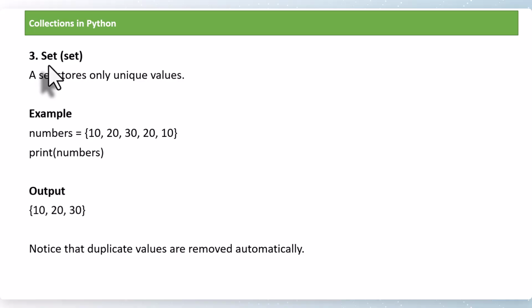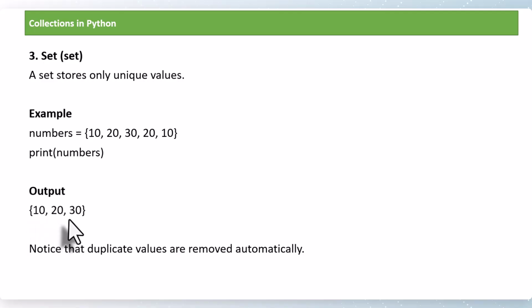The third type of collection is a set. A set stores only unique values. If you notice that list or tuple, it is allowing the duplicate values, but the set is not allowing any duplicates. Numbers equal to 10, 20, 30, 20 and 10. If you print numbers here, it is going to print 10, 20 and 30.